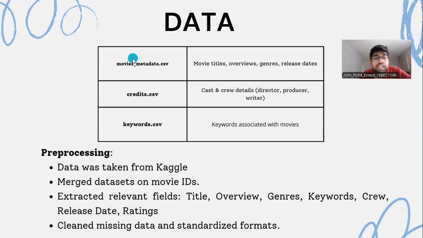Over here, you can see movies_metadata.csv, credits.csv, and keywords.csv. We took three CSV files. Movies metadata contains movie titles, overviews, genres, and release dates. Credits contain cast and crew details. Keywords contain keywords associated with movies. Then we had to do some pre-processing. We cleaned it, removed duplicates, and combined different tables based on movie IDs to create a structured dataset. And we did some standardization as well.